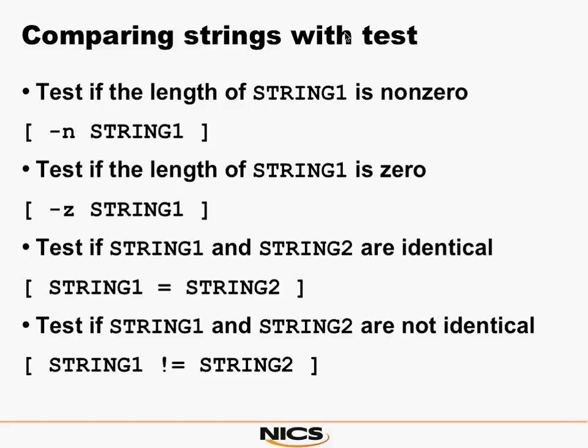The same can be done with strings. If you wanted to see if a string is non-zero, you'd use -n. This is a unary operator because it's only operating on one thing. You can see if the string is empty, a zero-length string, with -z. You can see if two strings are identical with an equal sign, and you can see if they're not identical with not equal.